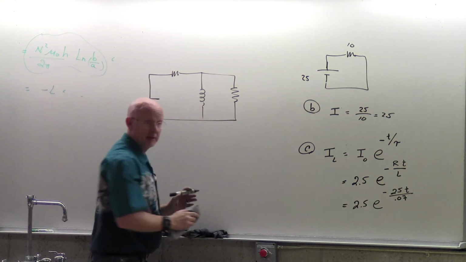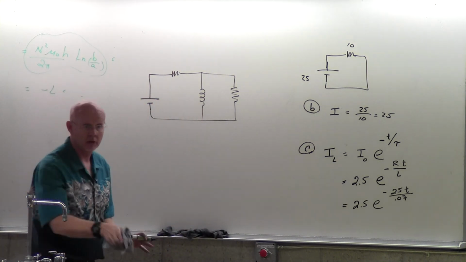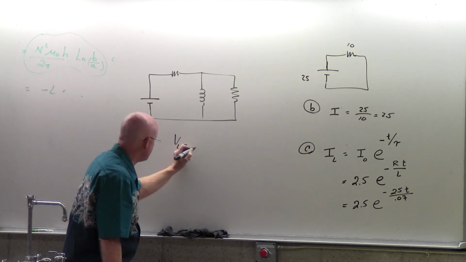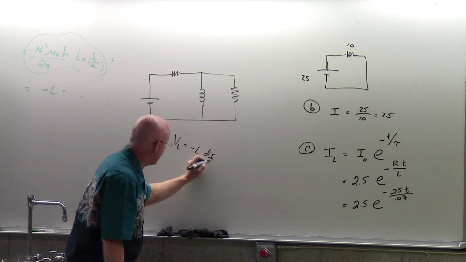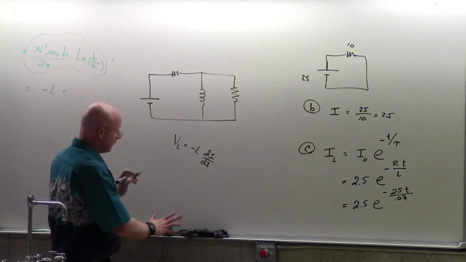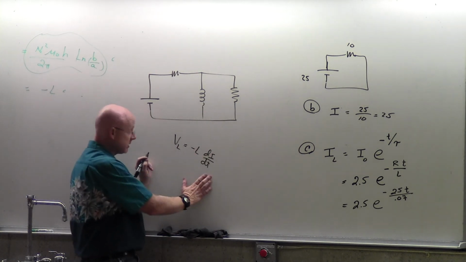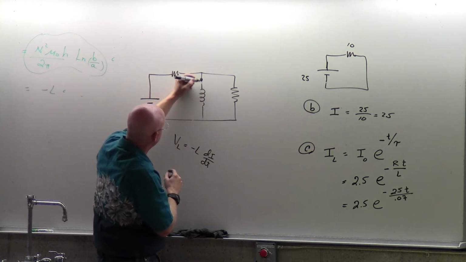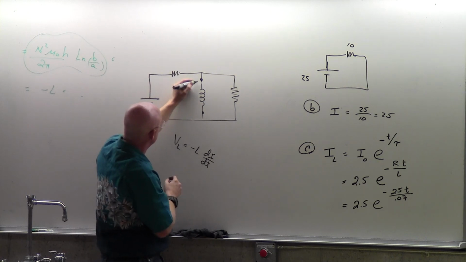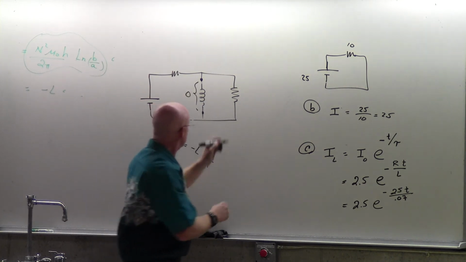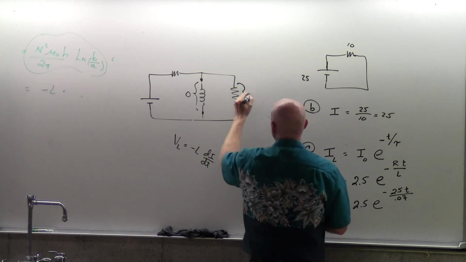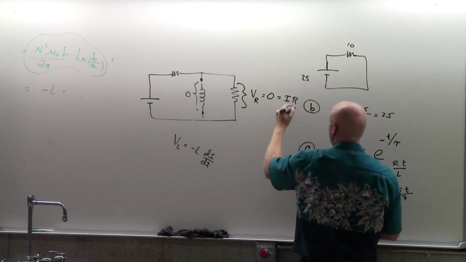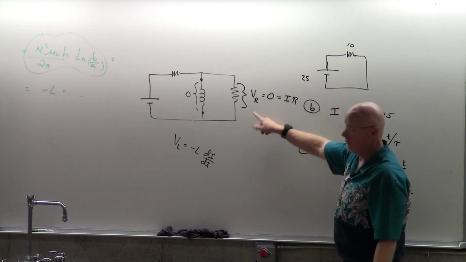the current is not changing anymore. And since the voltage on an inductor is minus L di dt, if there's no more changing of currents, there's no more voltage here. All right, so if the voltage from here to here is 0, that means the voltage from here to here, I'll call it voltage on the resistor, is 0, which equals IR. So how much current must be going through the resistor?